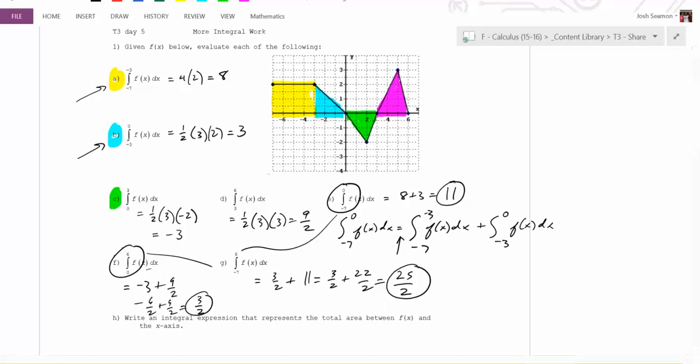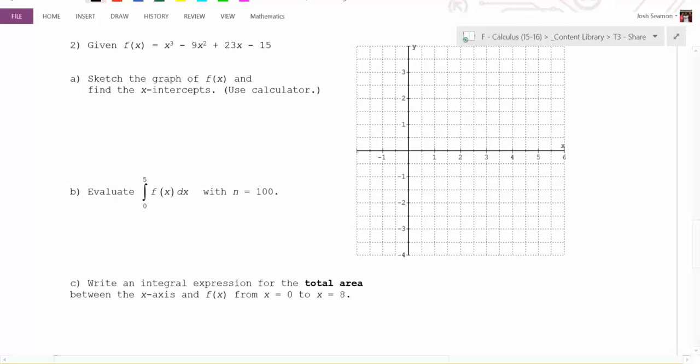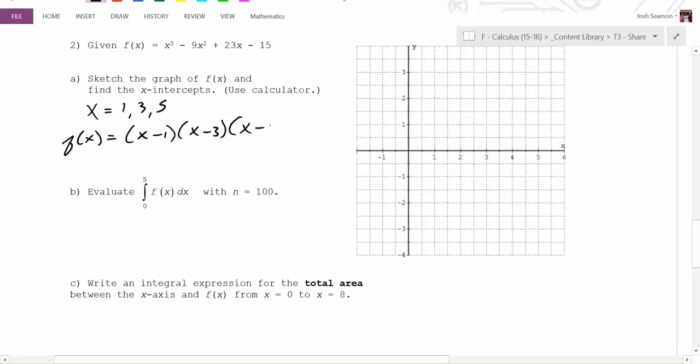So what's nice about this piecewise? You figured out the x-intercepts using your calculator. What are the x-intercepts? X equals 1, 3, 5. So that polynomial actually breaks down into x minus 1 times x minus 3 times x minus 5. Exactly. So you're crossing at 1, 3, and 5. Did you find the y-intercept? It's going to be -15. It's going to be way down, right? So it's going to go up and then down and then up.